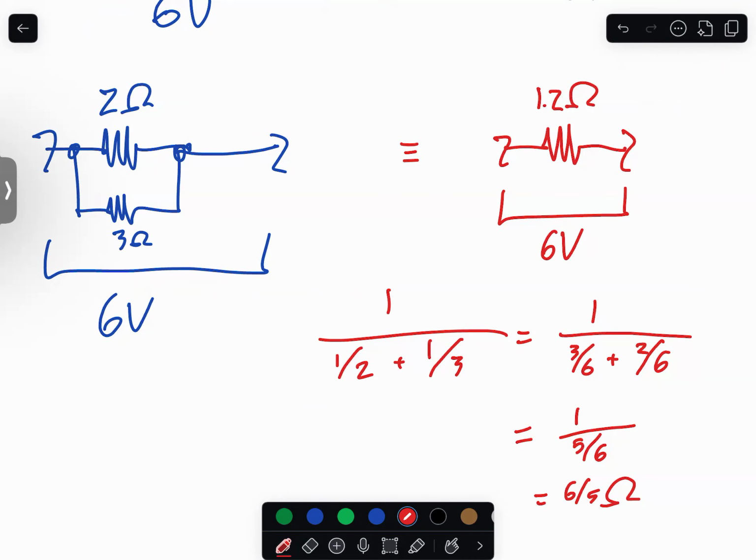Previously, 1.2 amps flowed through the series. Now 1.2 ohms is the equivalent of 2 plus 3. Please note, by the way, 2 plus 3 in parallel is not 5. It's 1.2. You do not add resistances in parallel.